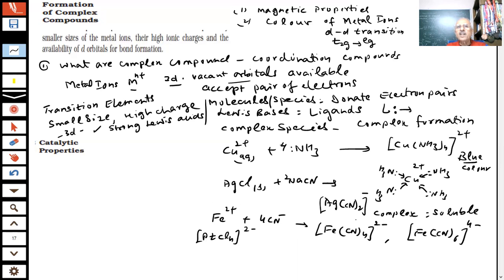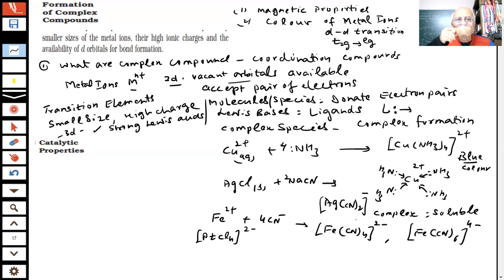Why? Because of the high ionic charge and the availability of d orbitals, which can result in the formation of bonds, students. The charge is high and the size is small. They act as strong Lewis acids. They can accept pairs of electrons in their d orbitals, which can result in the formation of bonds. Is it clear, students, what I talked about? Yes, sir. Complex formation by the d block, 3d series elements.